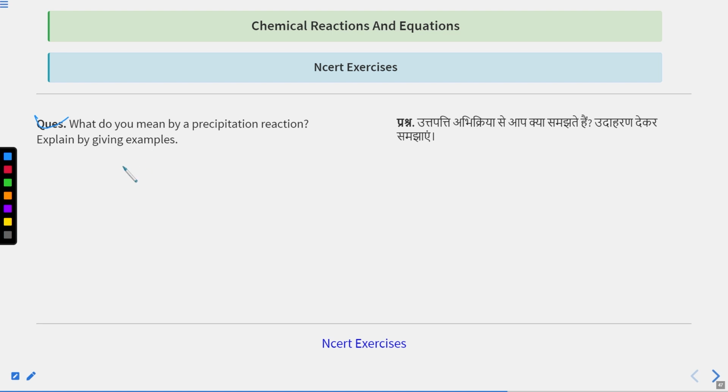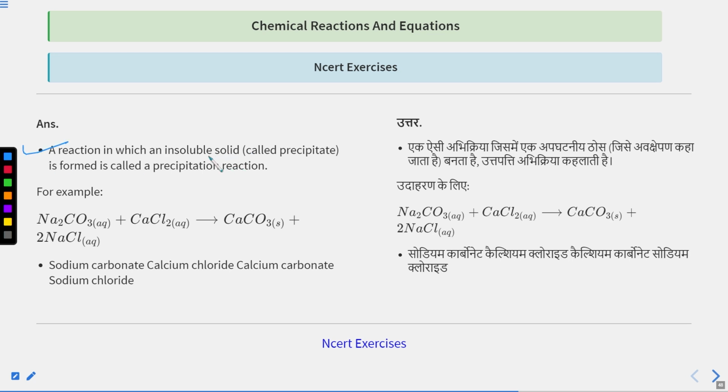What do you mean by precipitation reaction? Explain by giving examples. Precipitation reactions are those reactions in which a solid insoluble substance will be formed. Solid insoluble substance is formed. I hope this is clear to you. Let's move to the answer. A reaction in which an insoluble solid, that is called precipitate, is formed is called a precipitation reaction.